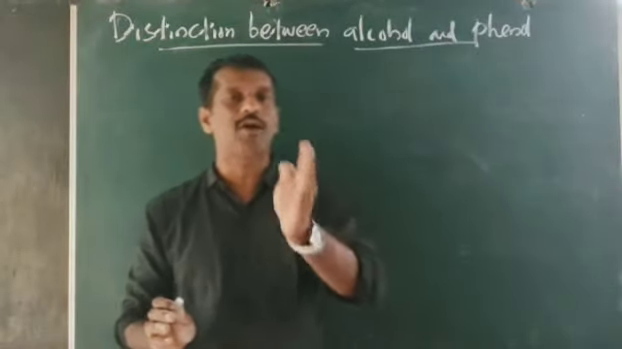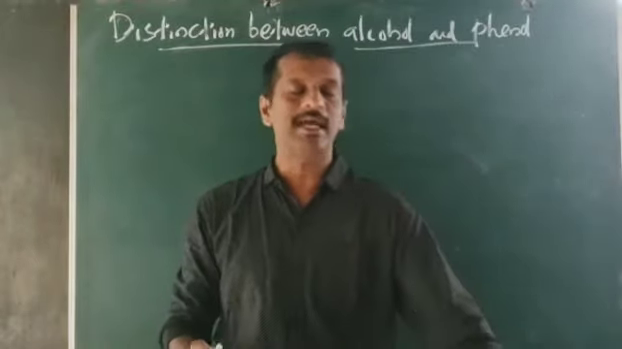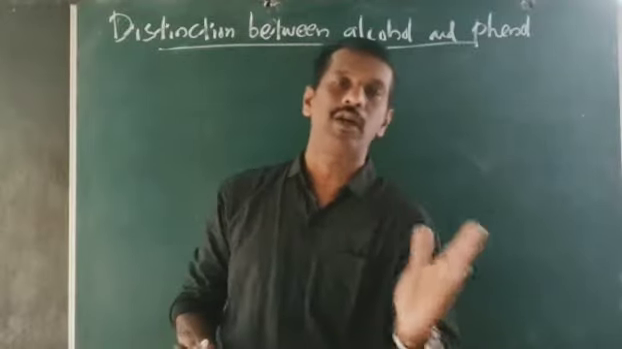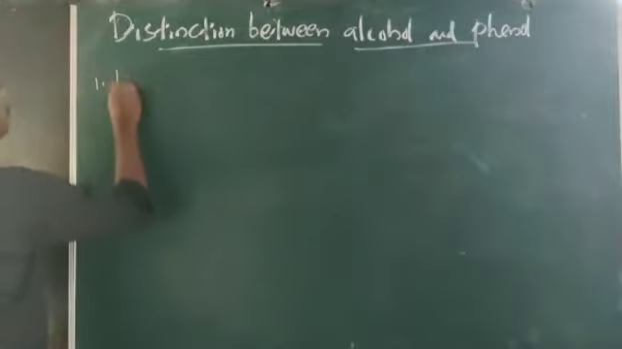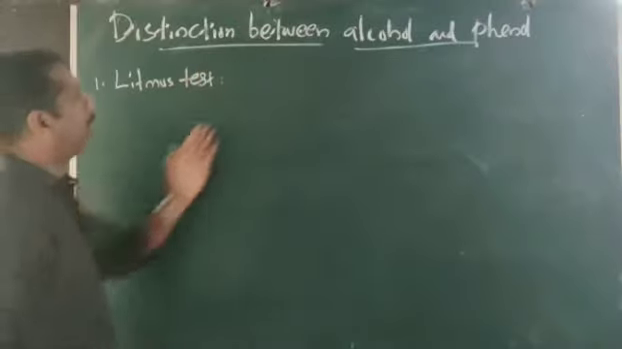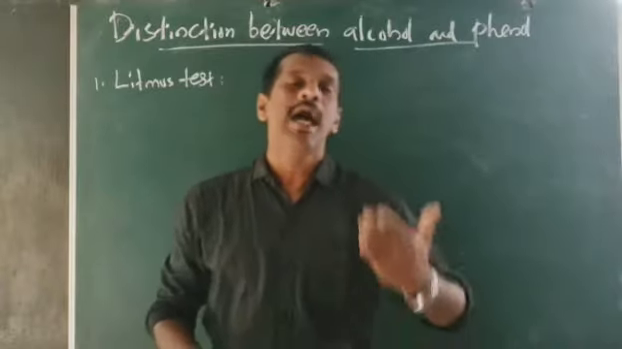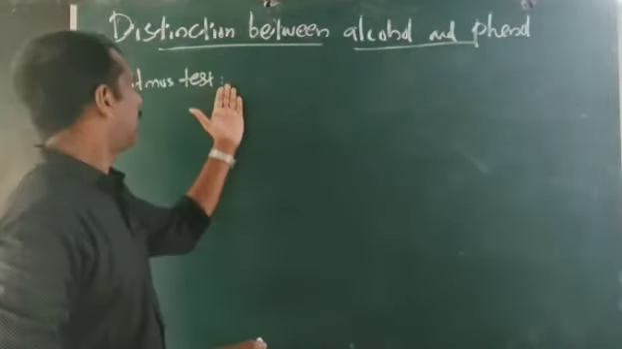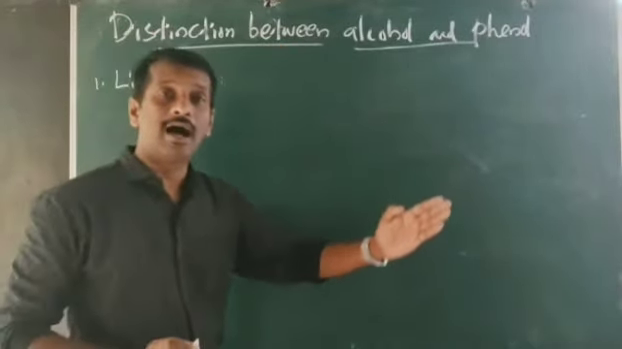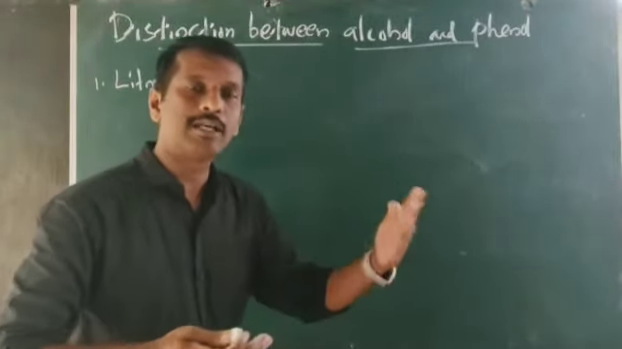We know that both alcohol and phenol are acidic in nature. Then how will you find out which one is alcohol and which one is phenol? There are many tests to distinguish between alcohol and phenol. First one is litmus test. We know that phenol is more acidic than alcohol, or alcohol is less acidic than phenol, and hence phenol can turn blue litmus paper red, because phenol is acidic enough to convert blue litmus paper to red.